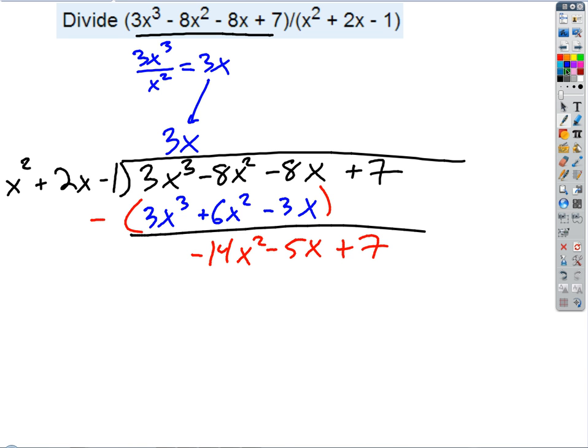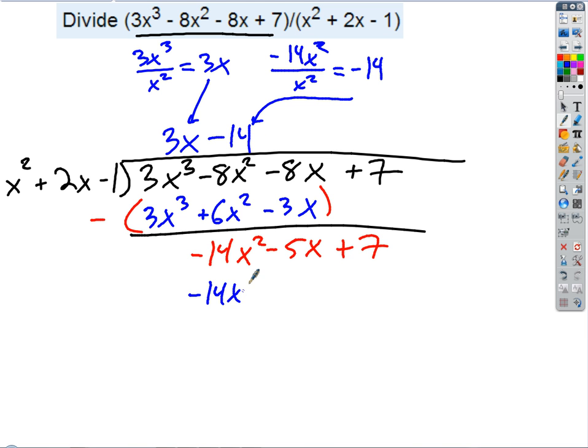Okay, now what? Negative 14x squared divided by x squared equals negative 14. That's my next term. Okay? And I distribute again, right? So negative 14 times x squared is negative 14x squared. Negative 14 times positive 2x, negative 28x. Negative 14 times negative 1, positive 14.